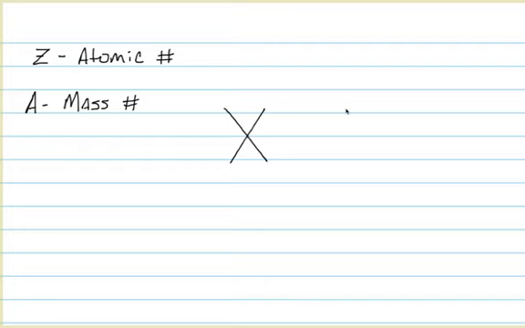Different isotopes have different mass numbers, and for that reason we need to identify via that mass number what the different isotopes are. To the upper left corner we would put the mass number to represent how many protons and neutrons. To the lower left we could also put the atomic number.